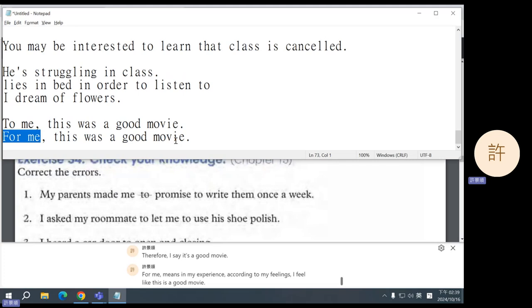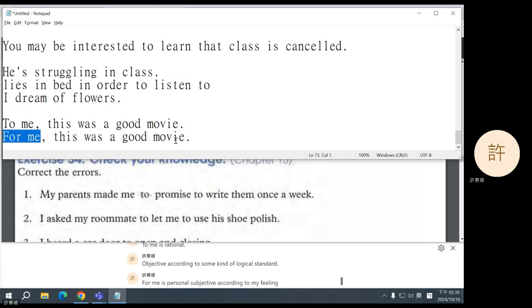To me is rational, objective, according to some kind of logical standard. For me is personal, subjective, according to my feelings. Does that make sense?